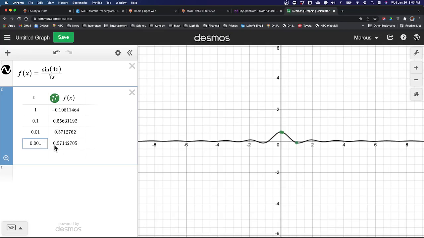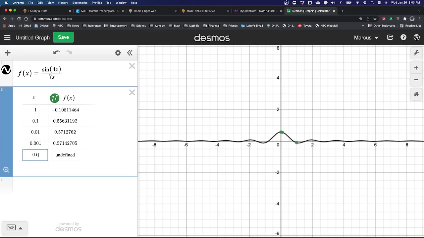It looked like by the time we're at 0.001, I could say definitely that the first 3 digits of the limit are going to be 0.571. I need 4 digits of accuracy, so I need to keep on doing this until I get that 4th digit to settle down and stabilize, right?